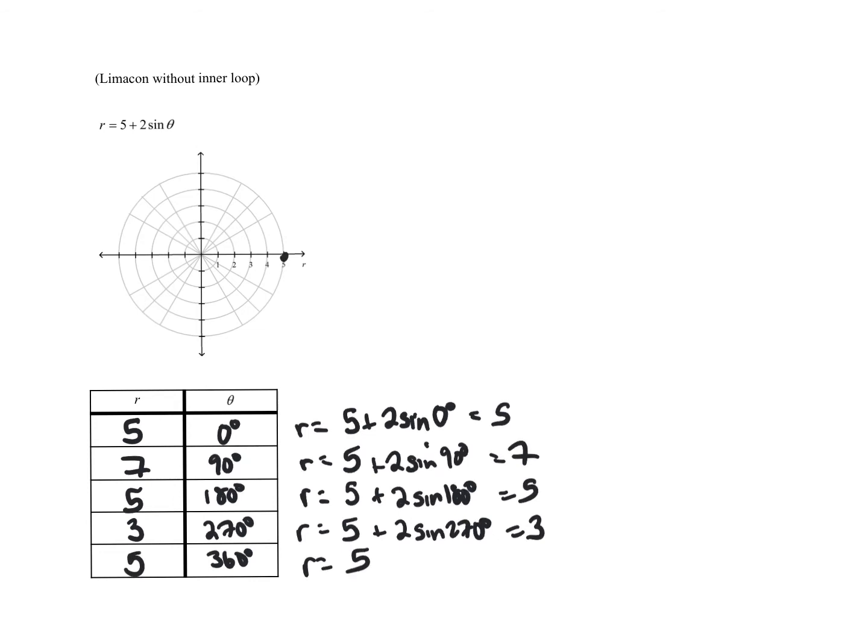If I plot some of these points, we have 5 here. At 90, we have 7, which honestly is kind of off our grid. At 180, we're at 5. At 270, we're at 3. And then we're back to 5. So we have these 4 points. And again, if I do Desmos, a limaçon without an inner loop looks almost like a circle. It's a little more elongated to the horizontal. It looks something like this.